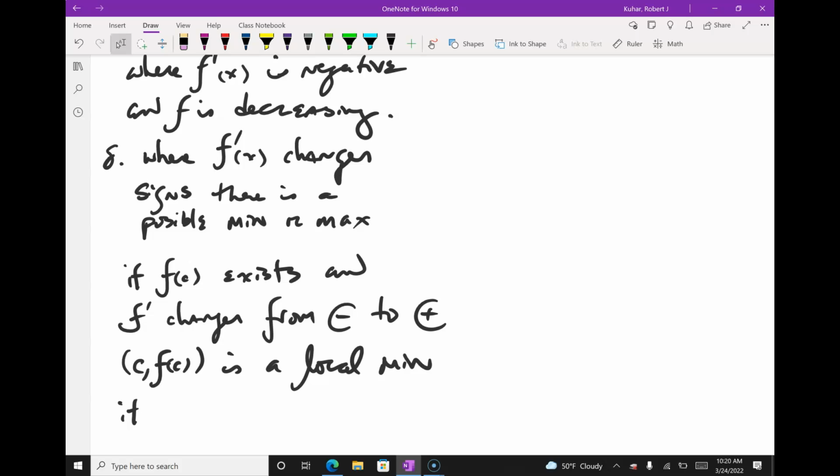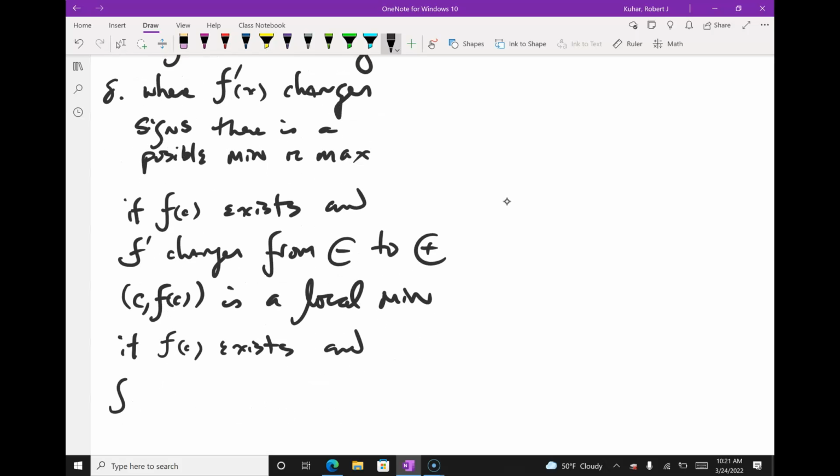So if f of c exists and f prime changes from negative to positive, it's a local min. If f of c exists and f prime changes from positive to negative, then c comma f of c is a local max. Positive to negative. It's the top of a hill.